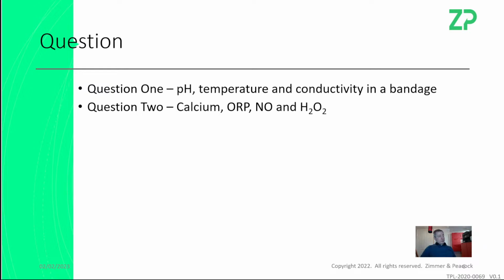We did have a questioner who wants to measure calcium, ORP, oxidation reduction potential, NO, nitric oxide, and hydrogen peroxide in the plasma phase. A lot of what we do is actually in the liquid phase. That's where I would say 95% of our experience is. The gas phase, the vapor phase, and we use the plasma phase, but we don't often measure in it.